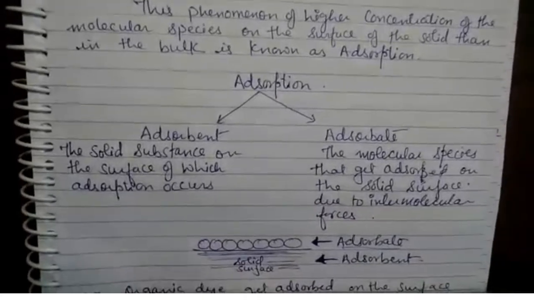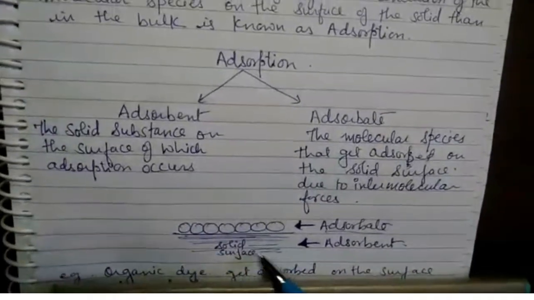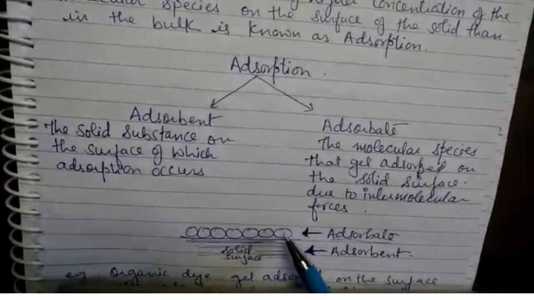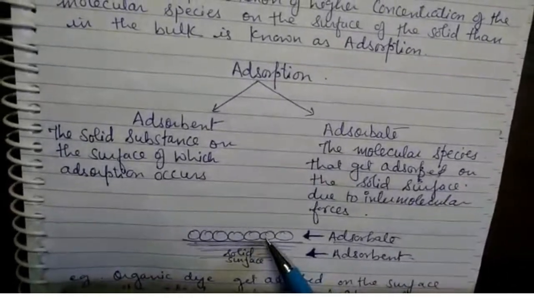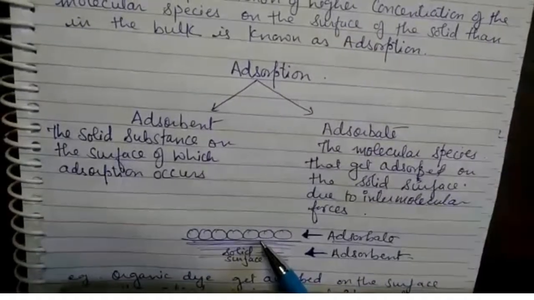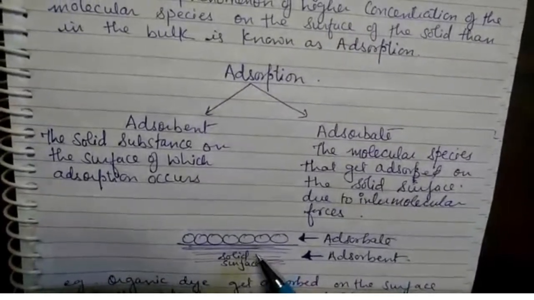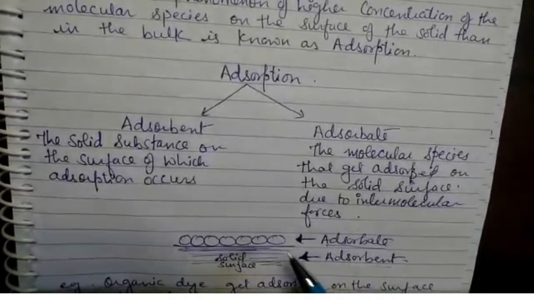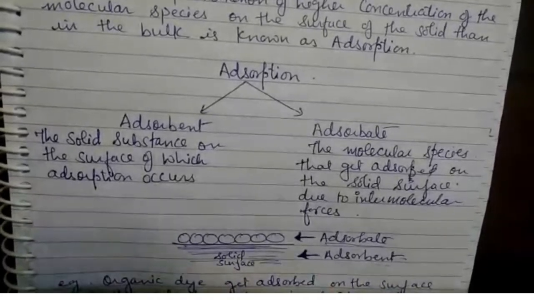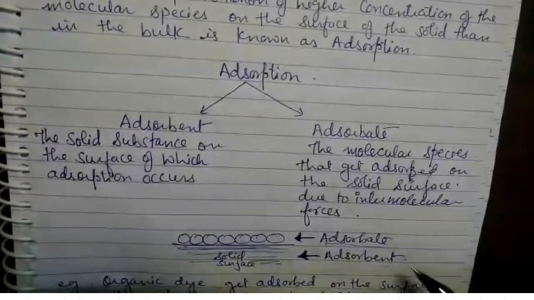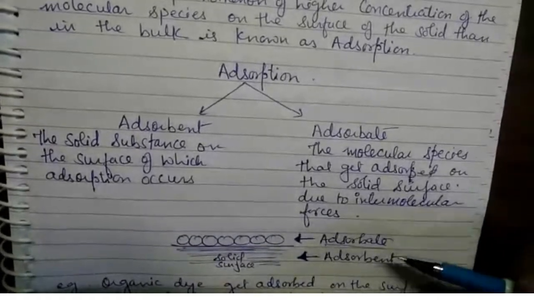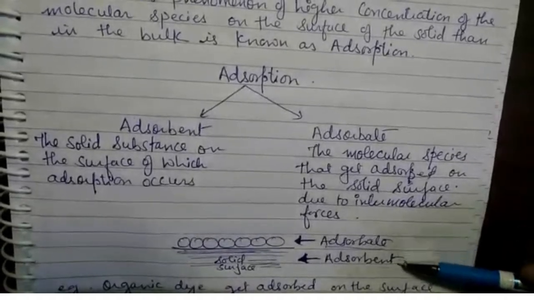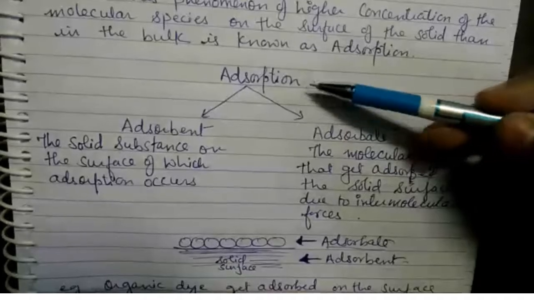I have drawn an example here. Suppose this is a solid surface, and due to the residual forces, the valence forces on the surface, these are the molecules which have made some intermolecular attraction with this solid surface. So this solid surface is known as the adsorbent, and the molecules which get adsorbed on the surface of the solid are known as the adsorbate. Together, the adsorbate and adsorbent give rise to a process known as adsorption.